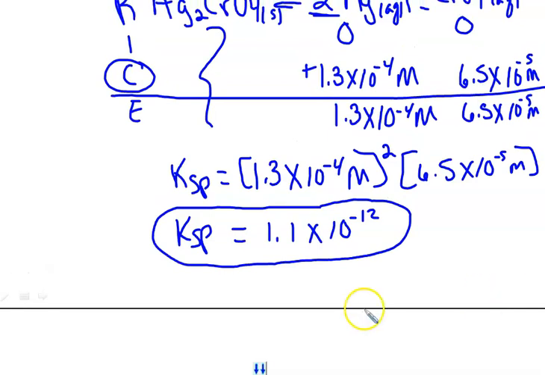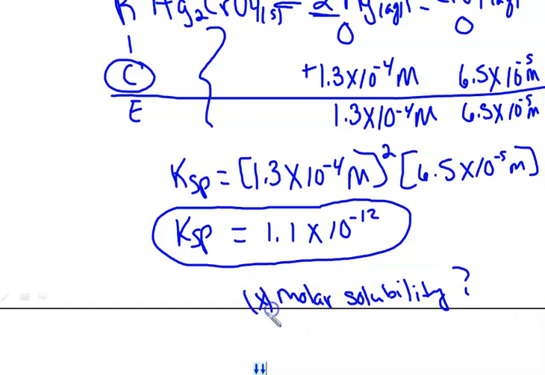Here's a question. That is the solubility product constant, but if I ask for the molar solubility of this one, what would it be?